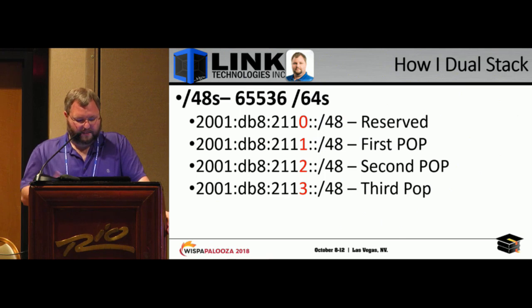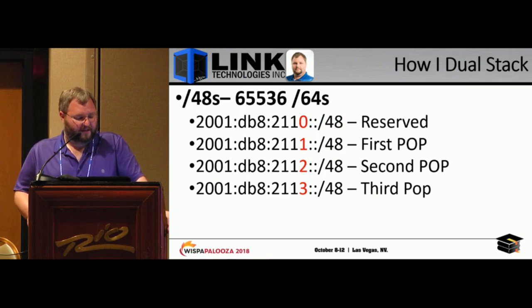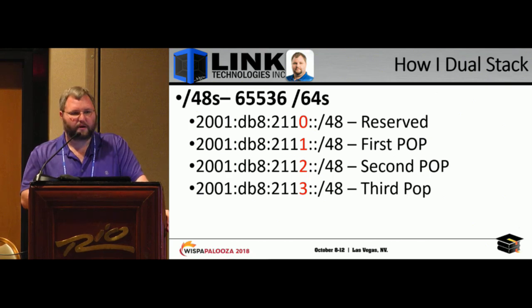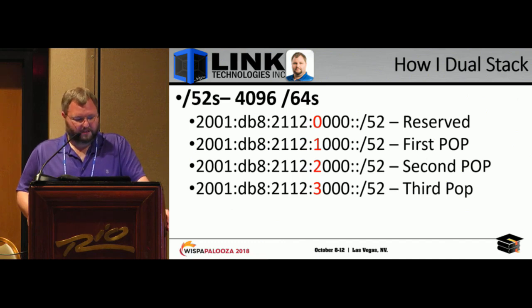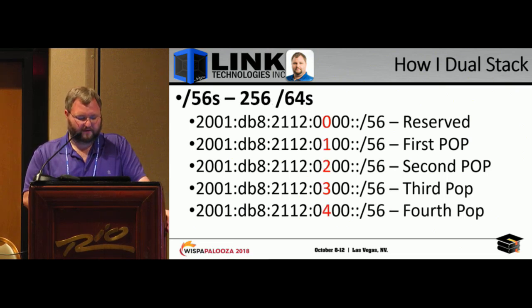But one of the examples here, here's a /48 that you have 65,536 /64s, and if you wish to assign each one, you just change that one number, and that's how you do that. It's just like any other IPv4. The difference is you go from 0 to F instead of just 0 to 9. /52s, again, you can just simply change one digit and then you get each individual /52. Same thing with /56s. You can see how the IPs move down.